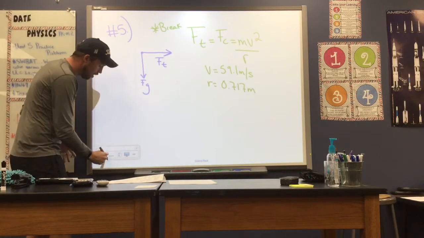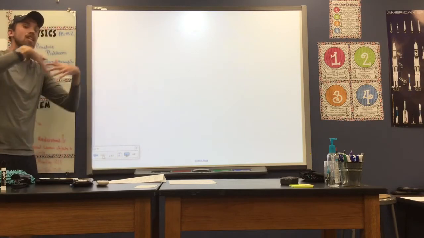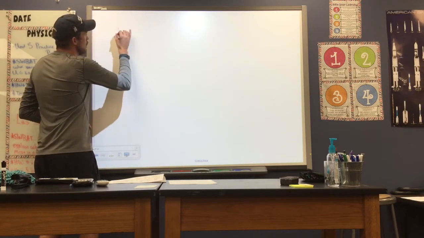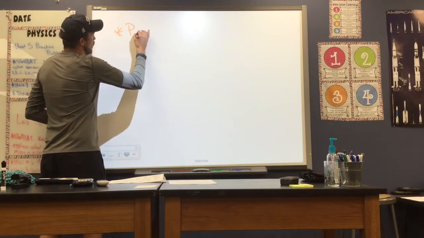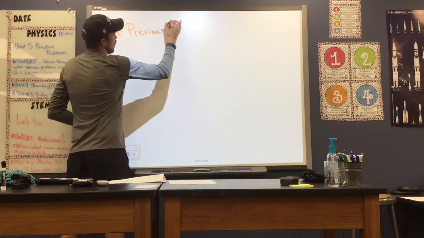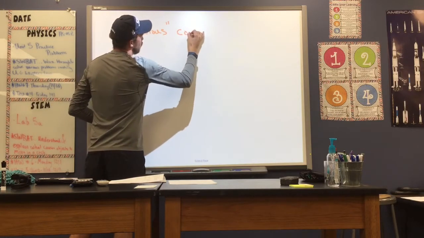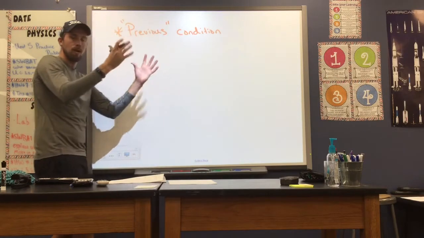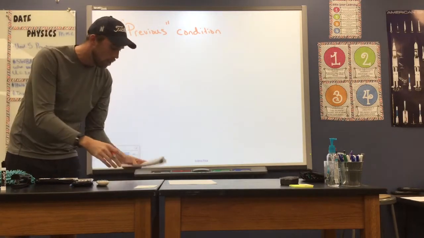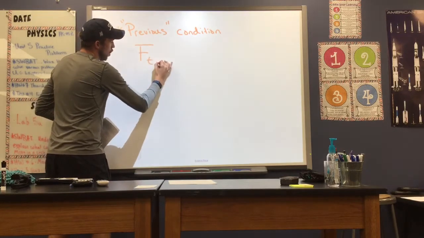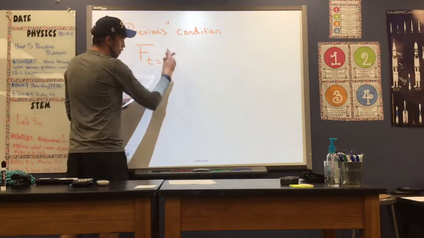So what I'm going to do is look at those previous conditions. I'm going to use those to try and find our mass. So we'll call this the previous condition. What's going on initially, happening at the beginning. And at the beginning, we're told that we have a tension force of 48 newtons.